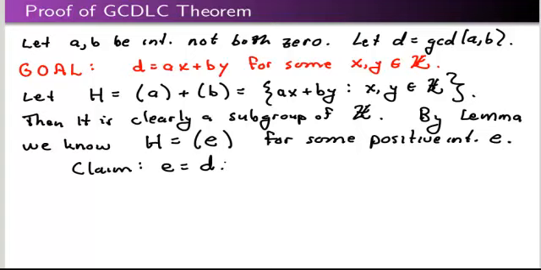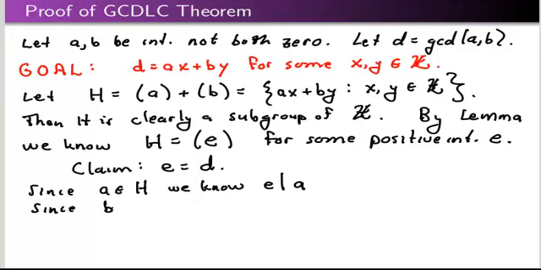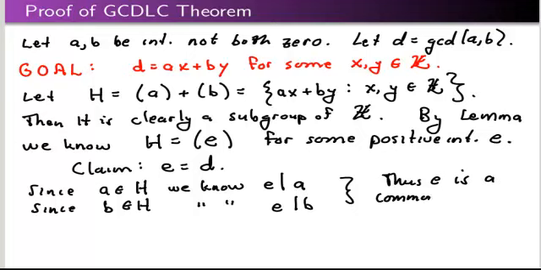So why is this? Well, okay, so A is in H. Since A is in H, we know that A has to be a multiple of E, so E has to be a divisor of A. And since B is in H, we know that E divides B. Thus, E is a common divisor of A and B.